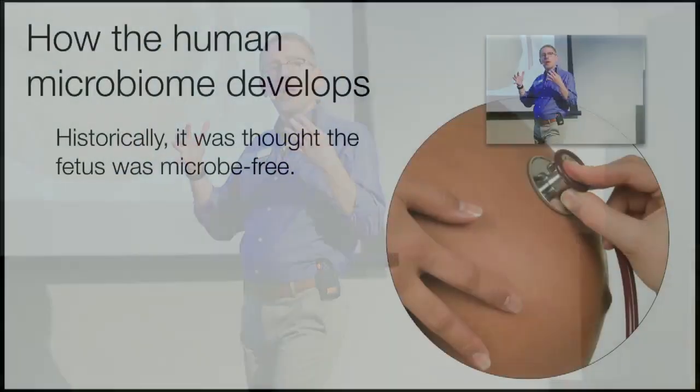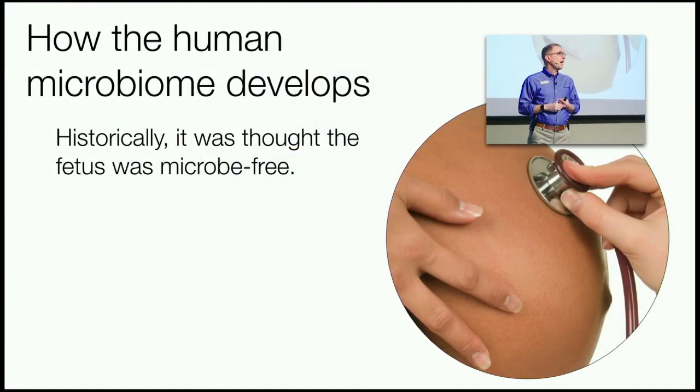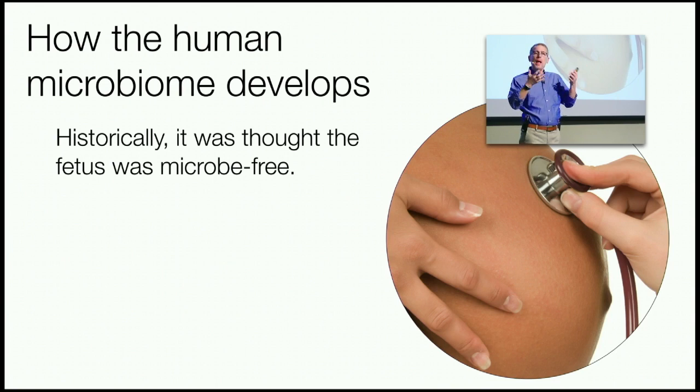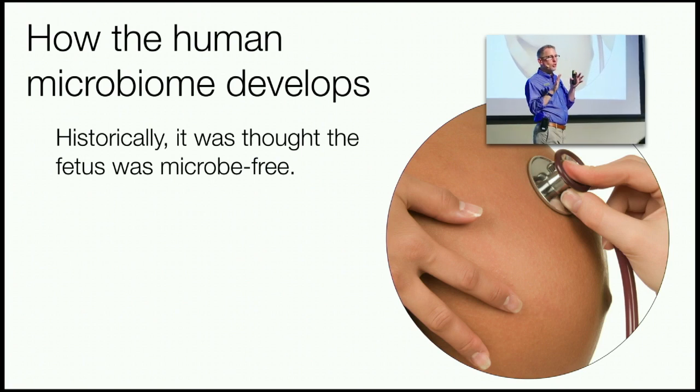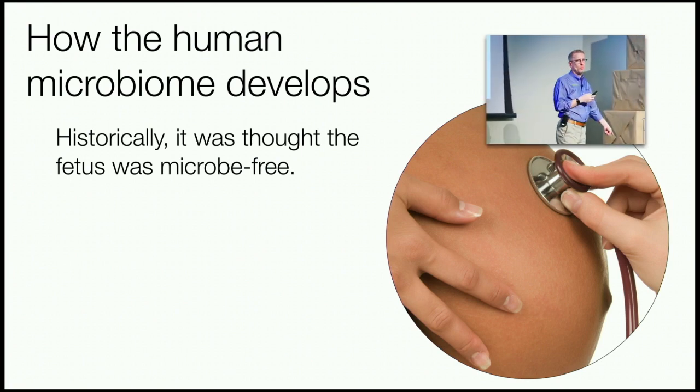Historically, we thought that the womb was microbe-free. In fact, we only dealt with microbial issues when there was something wrong. So if there was bacteria present during pregnancy, we were very concerned about what that meant. There's some evidence nowadays that suggests that there might actually be bacteria present in the womb that cross through the placenta. That data is real shaky at the moment. It definitely hangs out down here in the association box.